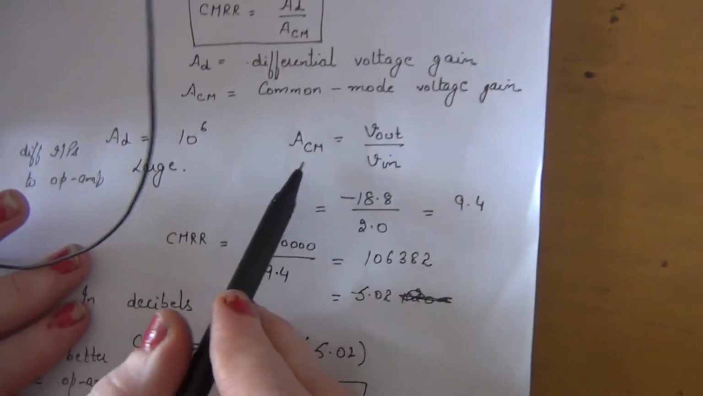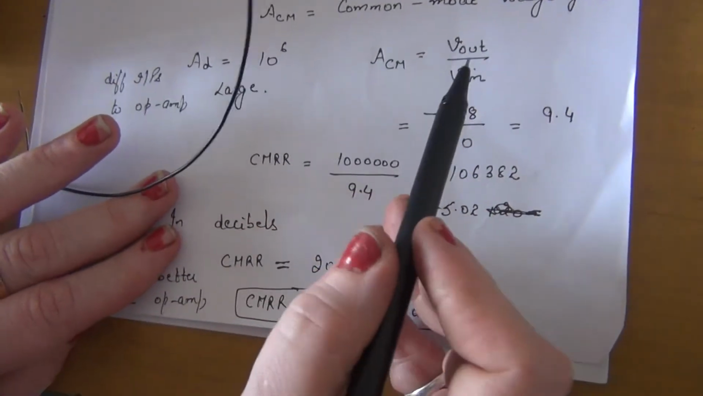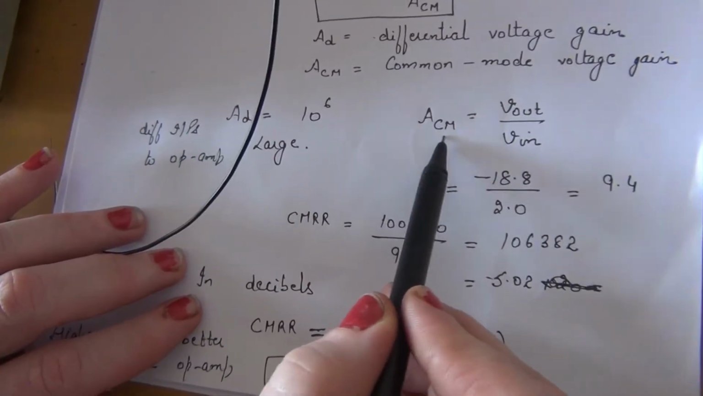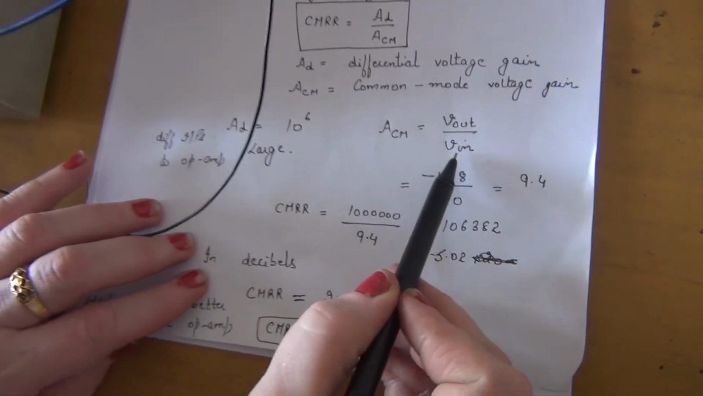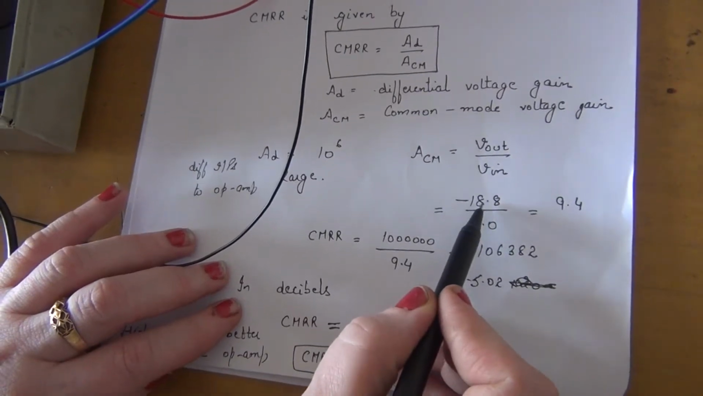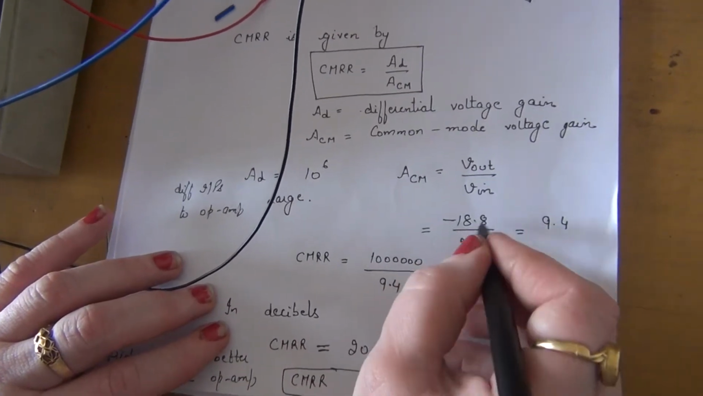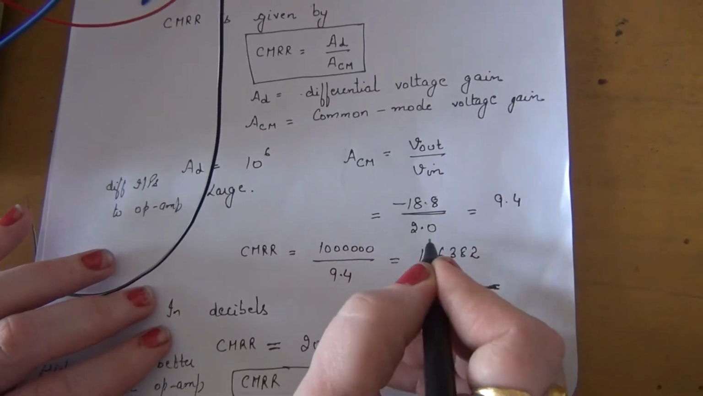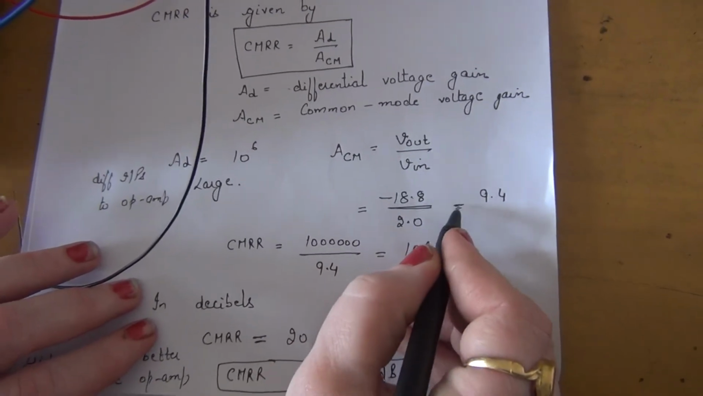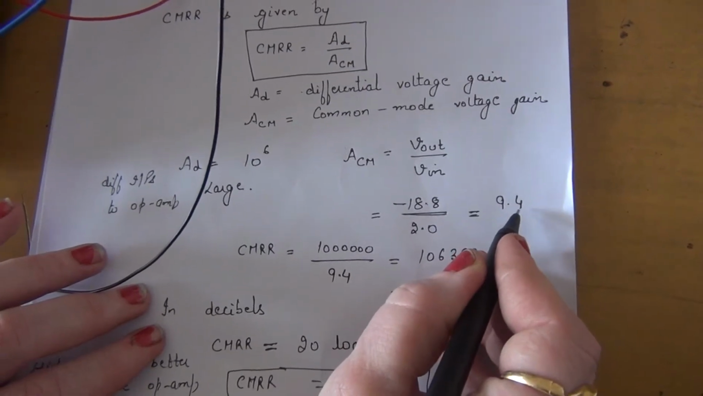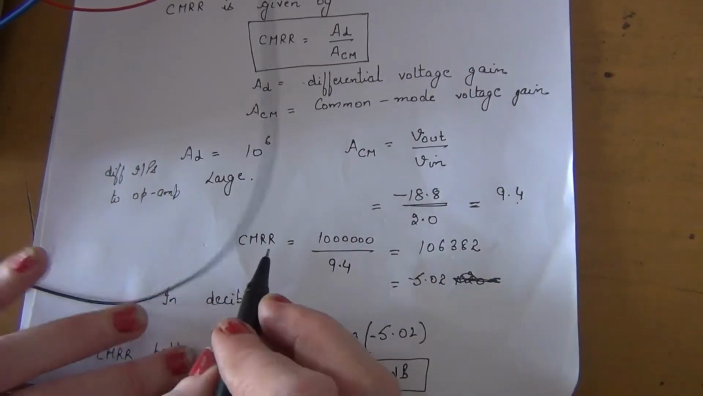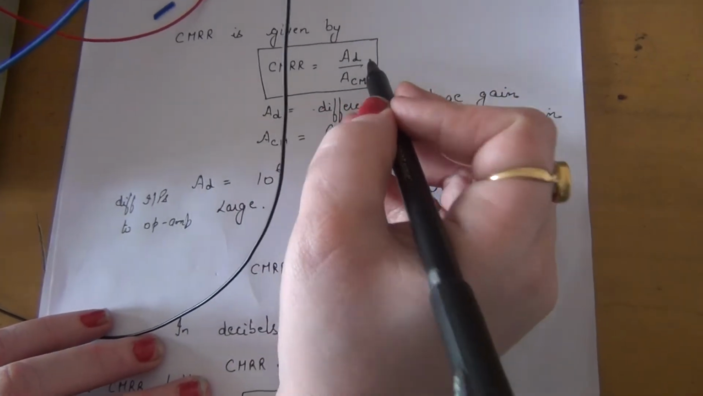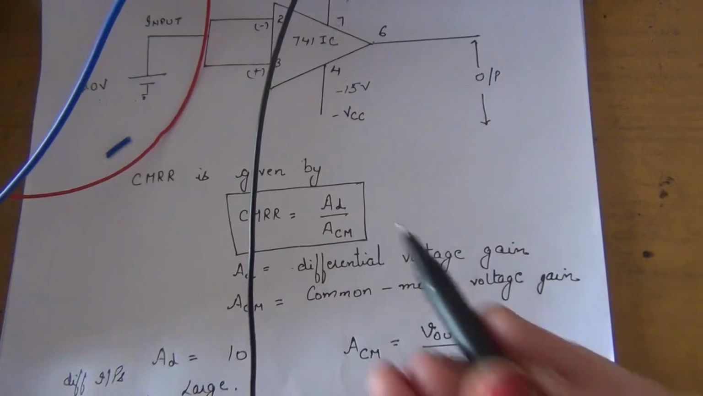Now, what is gain? Gain is output upon input. So, in common mode gain, we have V out upon V in. V out I have calculated 18.5 or 18.8 whatsoever. It is divided by input voltage. Input voltage is 2 volt. We get the reading of 9.4, right? Now to calculate the CMRR we use this formula, differential gain over common mode gain.